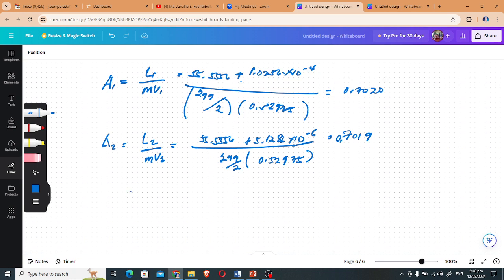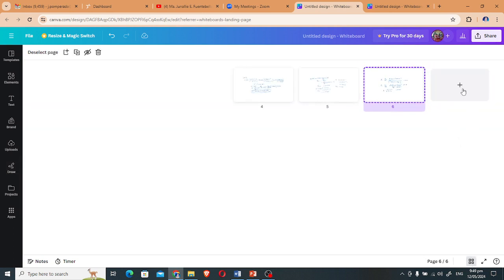And here we'll now go to determining the geometric mean. So you have A1 times A2, and then the product you take the square root of. In this case, it's just multiply these two and take the square root of the product. You'll be getting 0.70197. I think you know already the next step here. All you have to do is determine the number of stages. So go to the next slide.